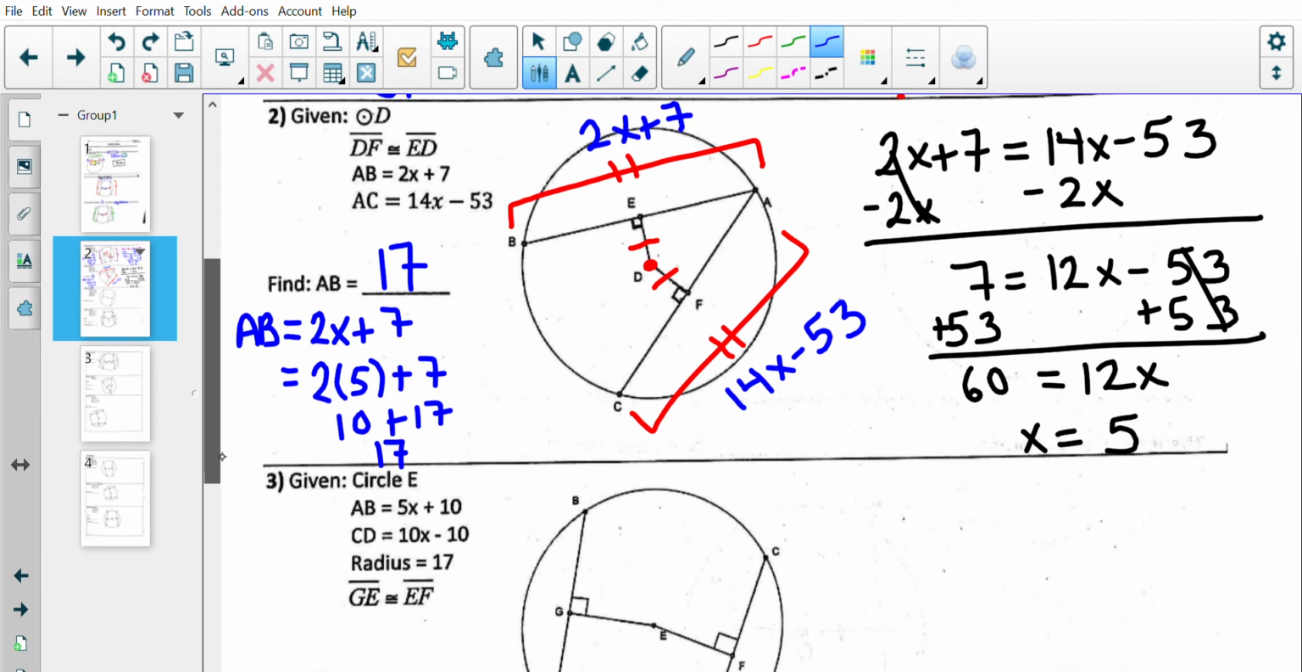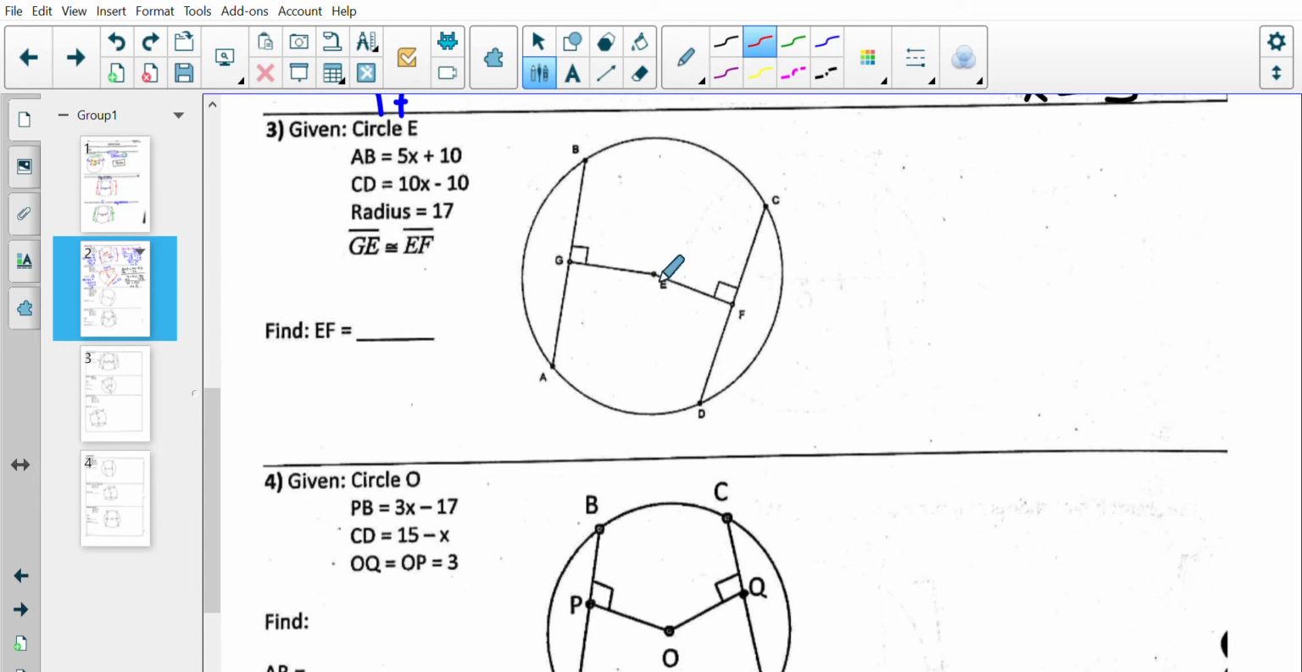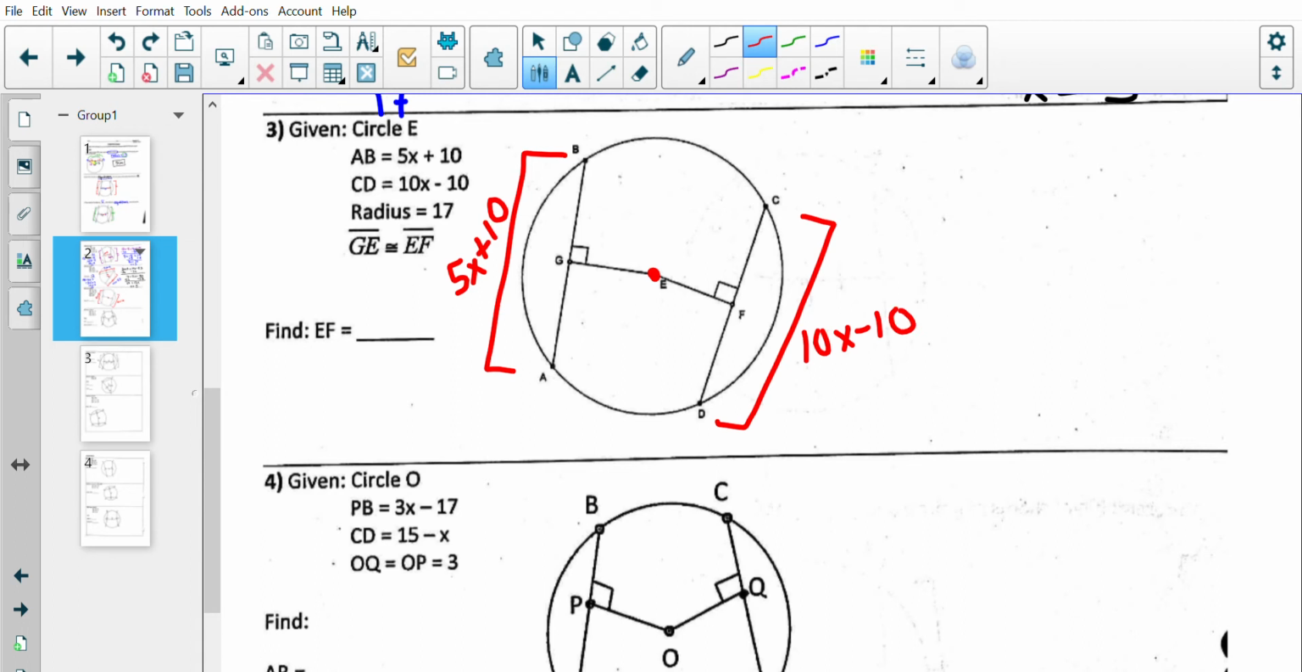Okay, moving on to the next one. So they're telling us circle E, so we know E is the center of the circle. We are being told that AB, so this whole segment, is 5x plus 10. We're also being told that CD is 10x minus 10. We're being told that the radius is 17, so we'll keep that in our heads in case we need to use it. And that GE is congruent to EF.